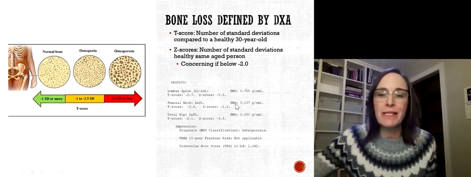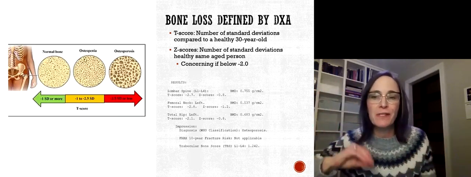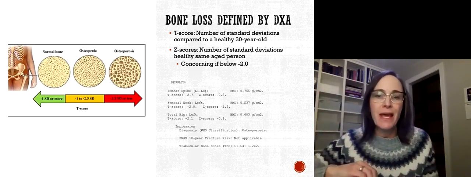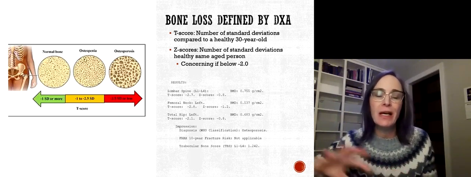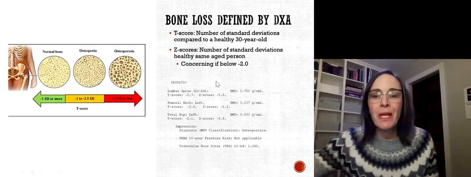Now, when you're looking at a bone density test, any level that's osteoporosis, you interpret the highest level. So if the spine is osteoporosis and the hip is osteopenia, this patient has osteoporosis. You always go with the worst one.